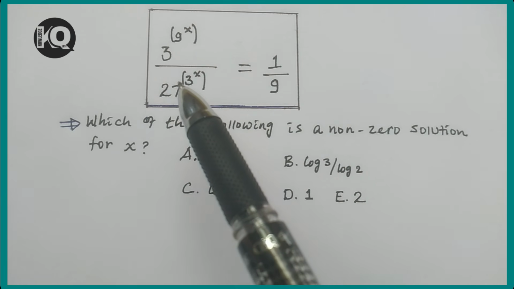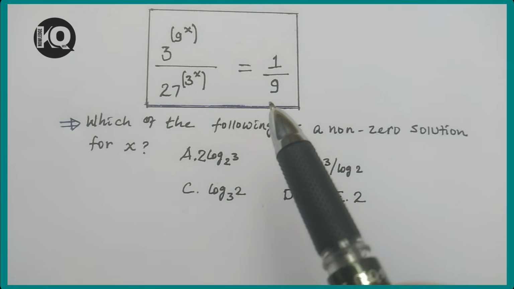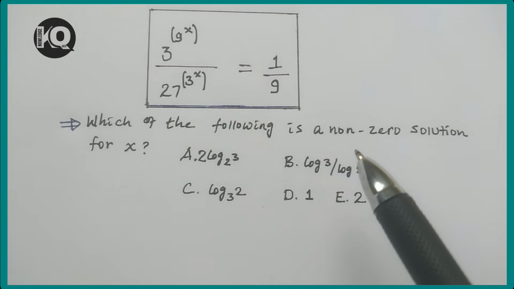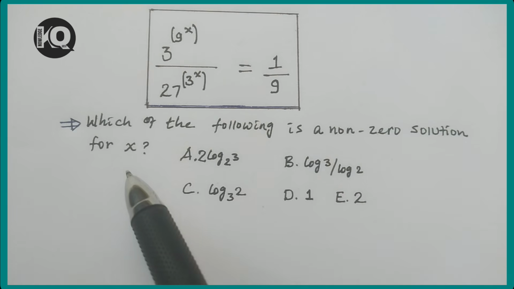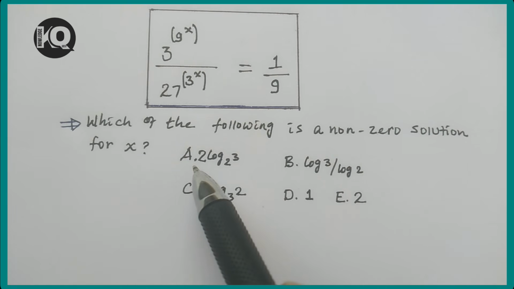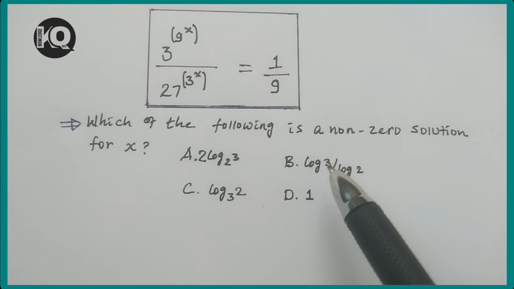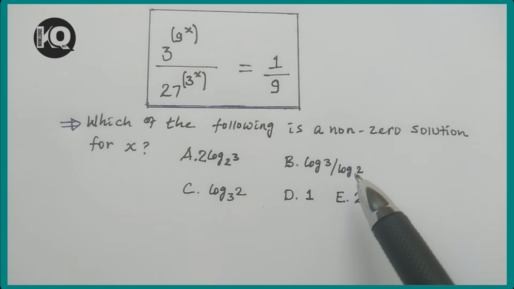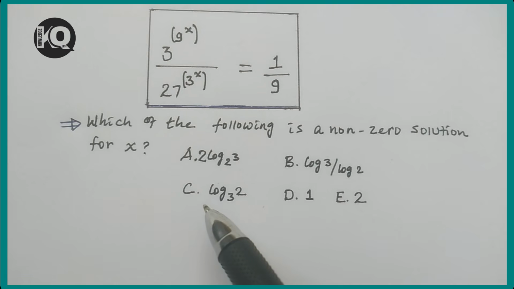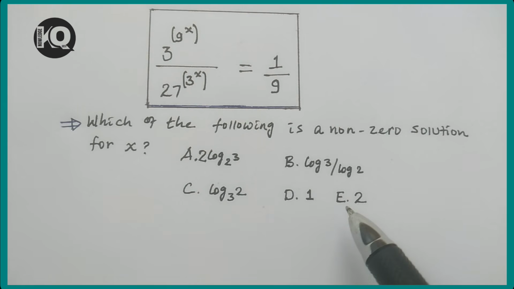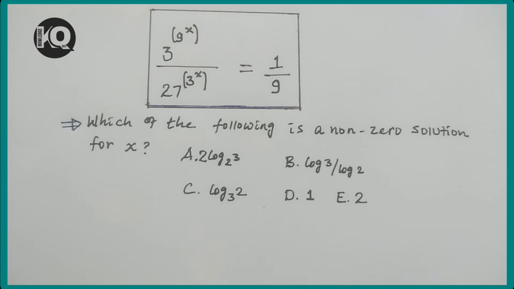Welcome to solve this mathematical problem, which is 3^(9^x) divided by 27^(3^x), which is equal to 1/9. Which of the following is a non-zero solution for x? A: 2 log of 3 to the base 2, B: log 3 divided by log 2, C: log 2 to the base 3, D: 1, and E: 2. So let's solve the problem.